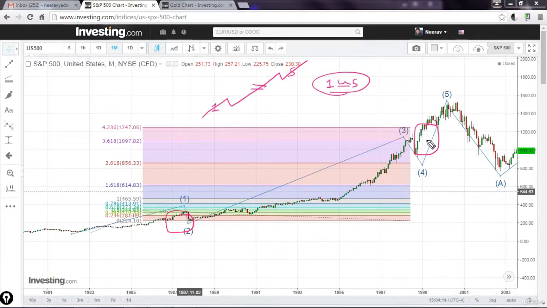Obviously this is not a hard and fast rule, and wave 5 can still be of a much greater length than wave 1. But what this helps us do in practice is that we can determine the target or possible targets for the fifth wave.